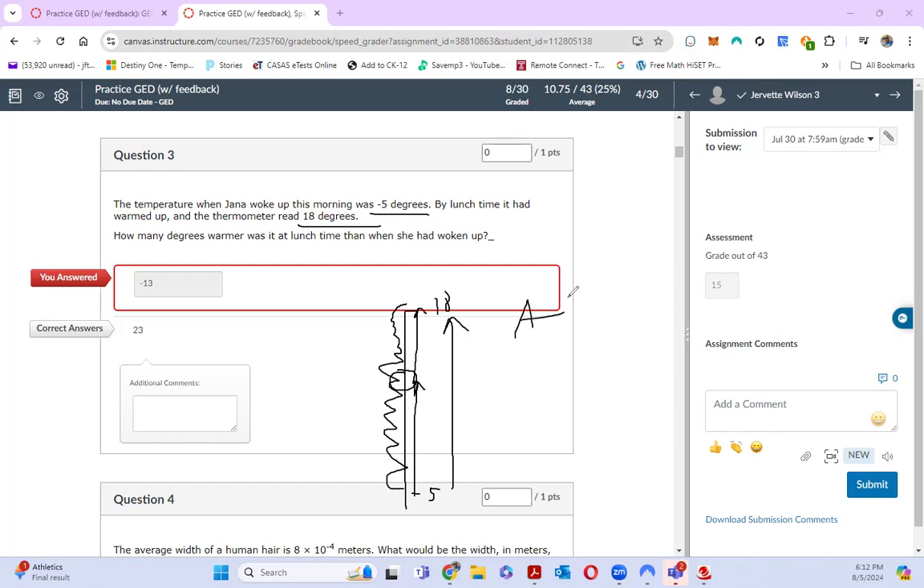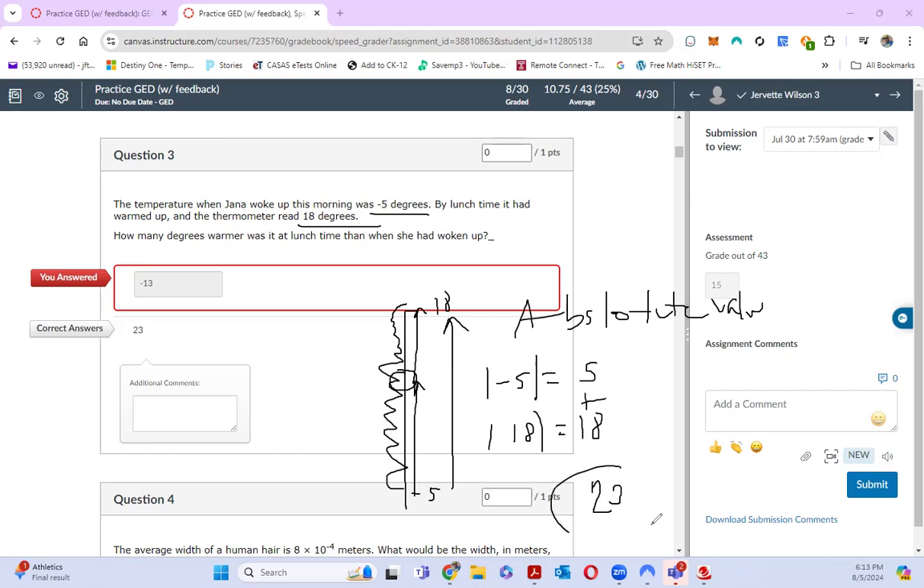This is an absolute value problem. Because what you need to do is, first of all, what does absolute value mean? The distance away from 0. So the absolute value of -5 is 5. The absolute value of 18 is 18. How much did it change? 5 plus 18, 23. This is the type of problem you can expect to see when they talk about absolute value. Now, what was your question?